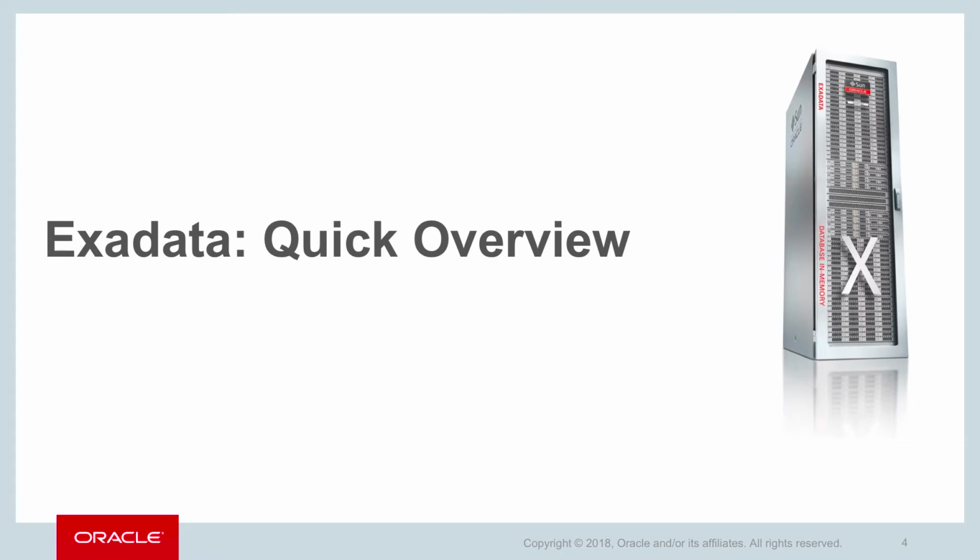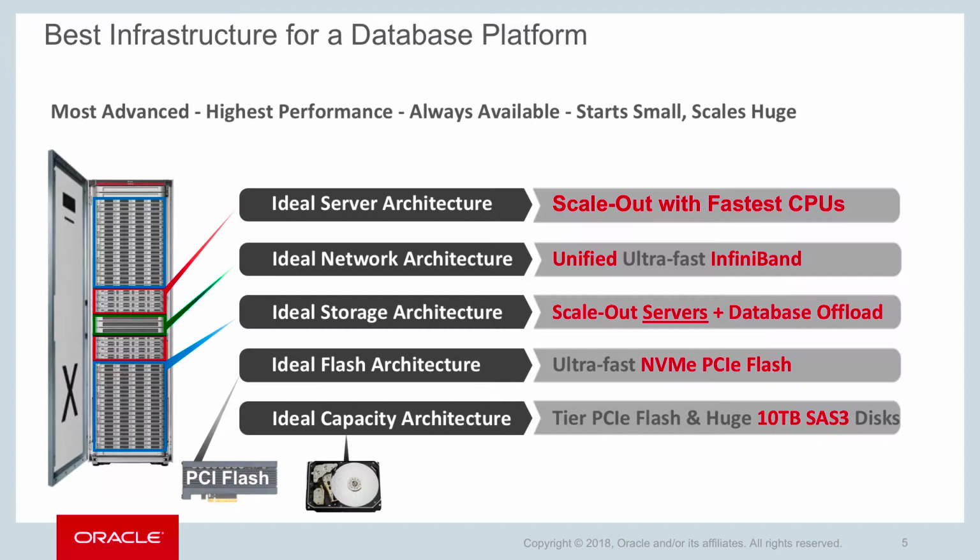Let's have a quick overview of Exadata. The Exadata machine is the best infrastructure for a database platform. It is most advanced, it has the highest performance, it is always available, it allows you to start small and you can scale your workloads. It has the ideal server architecture. You can scale out with the fastest CPUs.